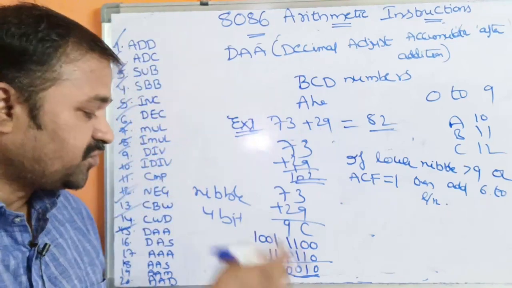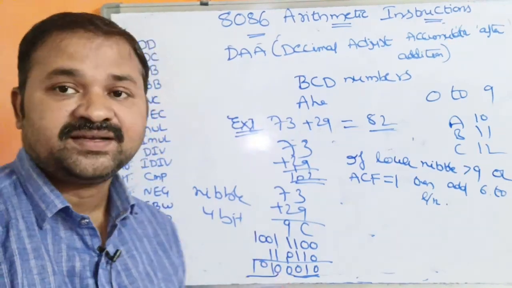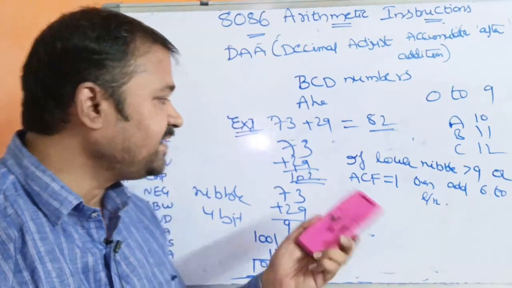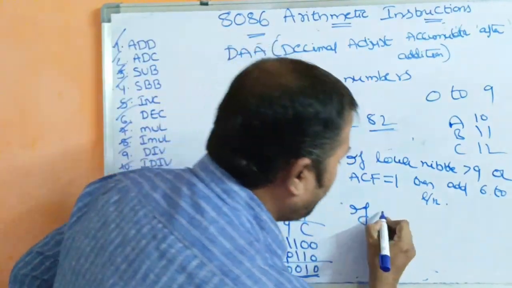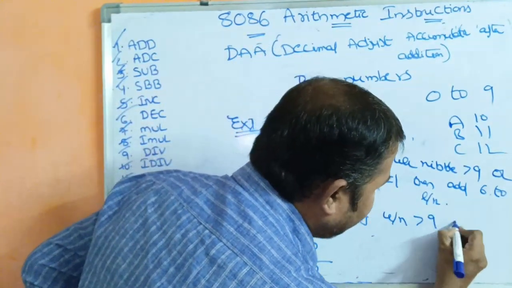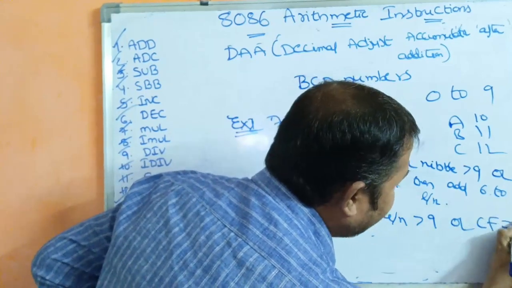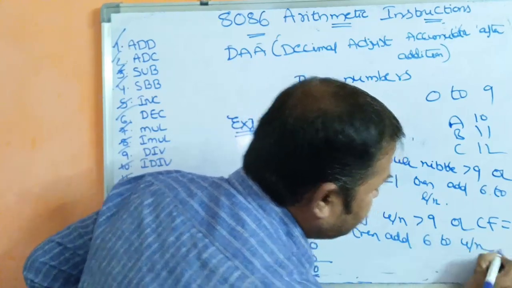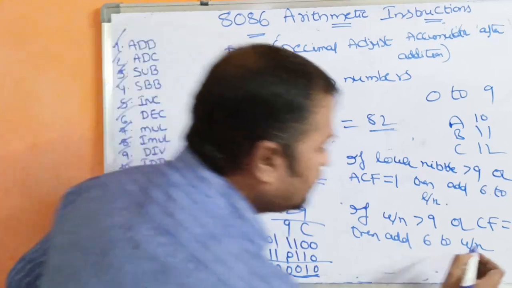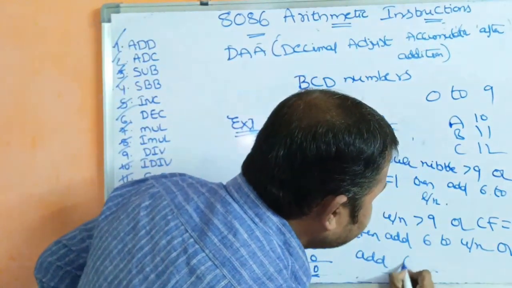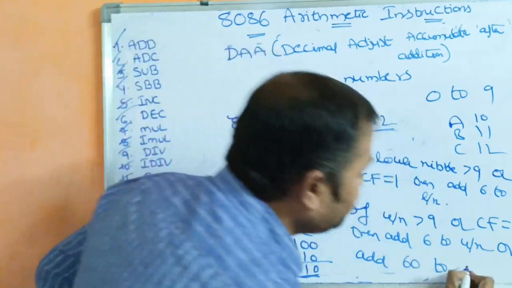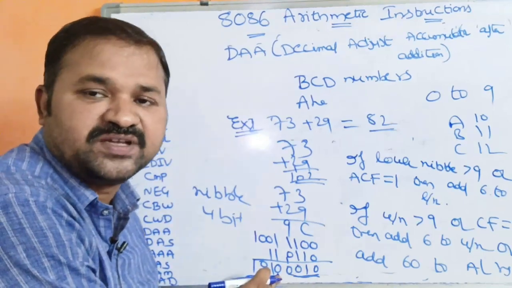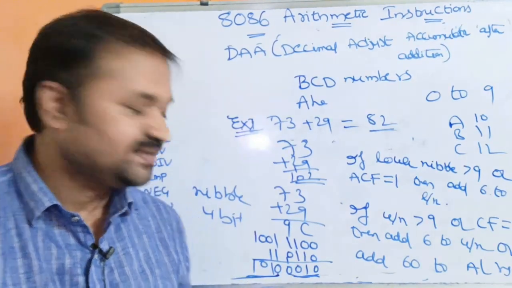But coming to 1010, what does 1010 mean? 10. It is not a valid BCD number. So here we have to note down one more point. If the upper nibble is greater than 9 or the carry flag is set, then add 6 to the upper nibble, or add 60 to the AL register. Here the upper nibble contains 1010. So 1010 means 10, that is greater than 9.